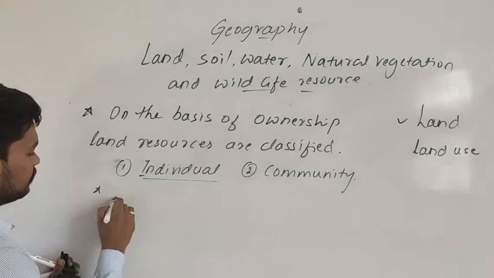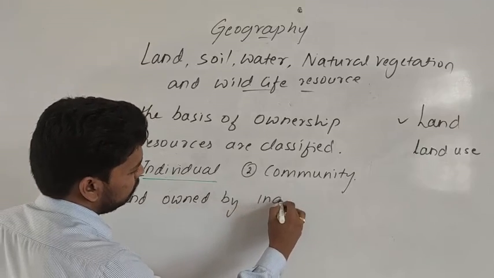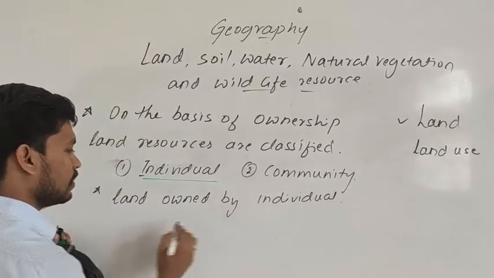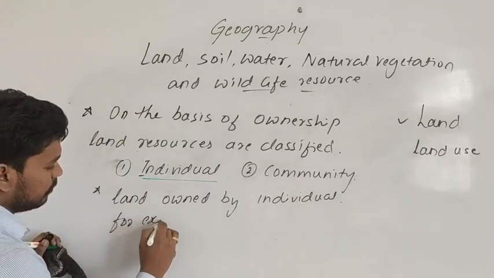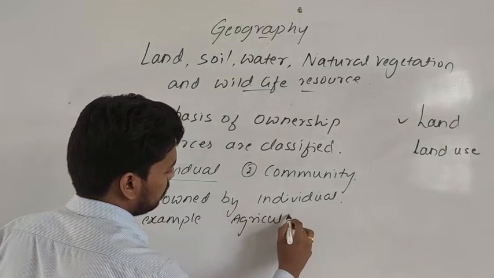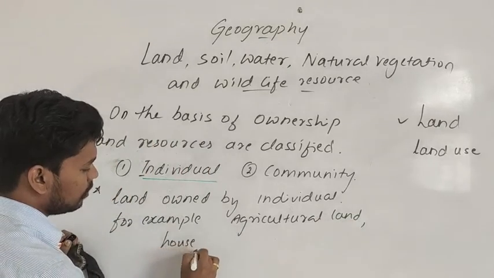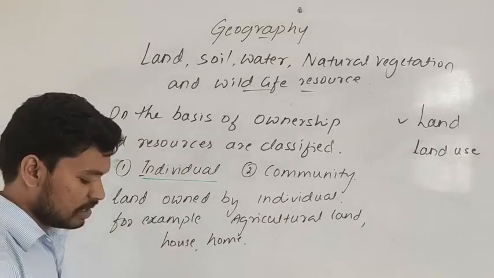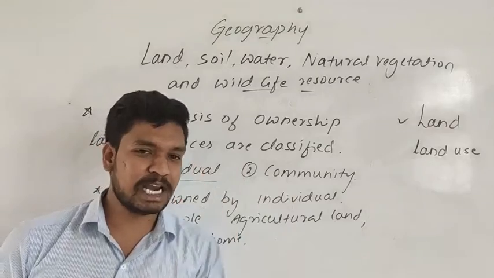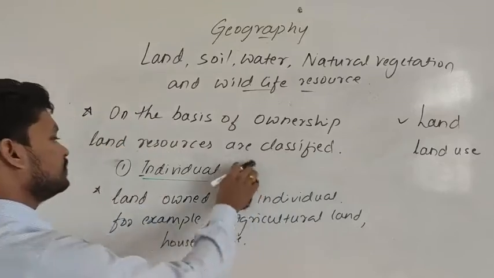The land owned by an individual, for example, agricultural land and the house, home. These are the examples of individual resources. So this land is owned by the individual, a single person. Then the second one, community land resources.